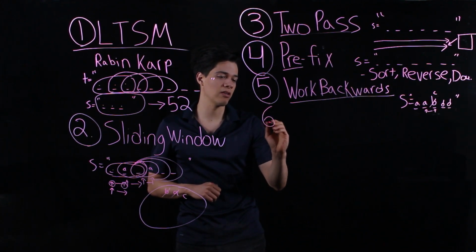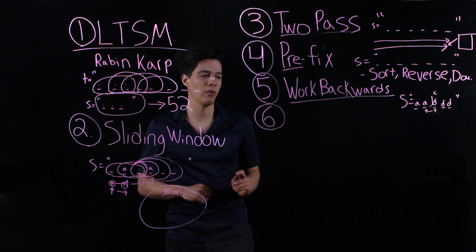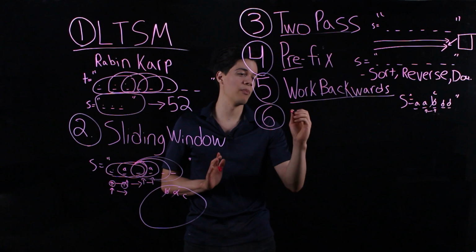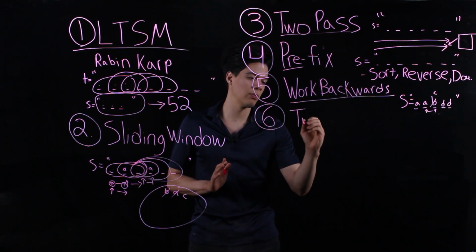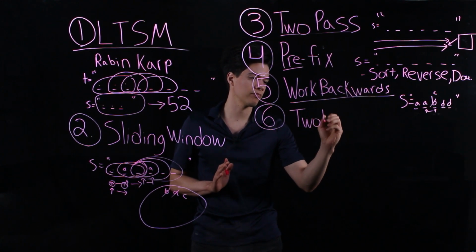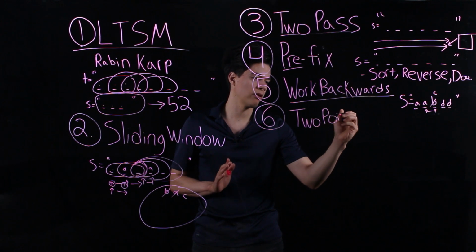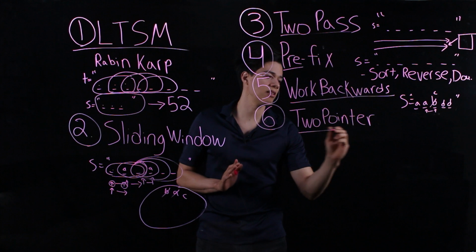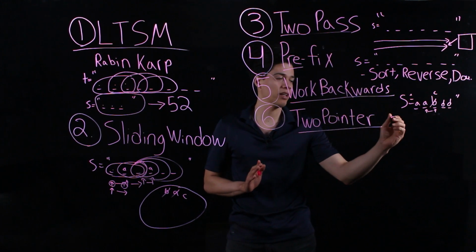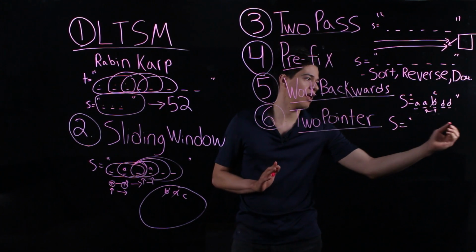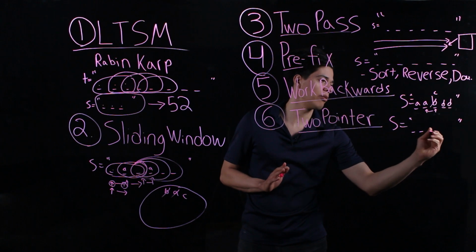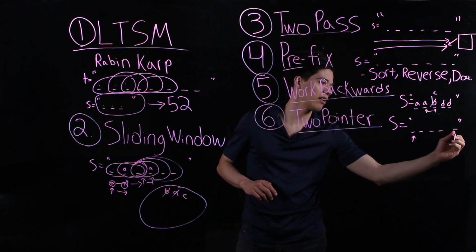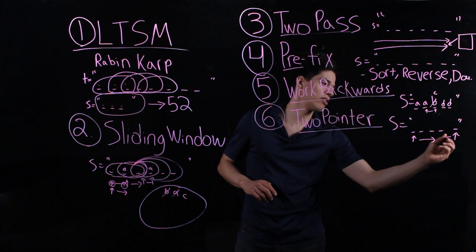Similar to working backwards, the sixth technique is the one that I think most people have seen the most, and it's a simple two-pointer algorithm. So a two-pointer, what that means is I have my string S, and to solve the problem, why not start from the front and the back and work towards the middle?